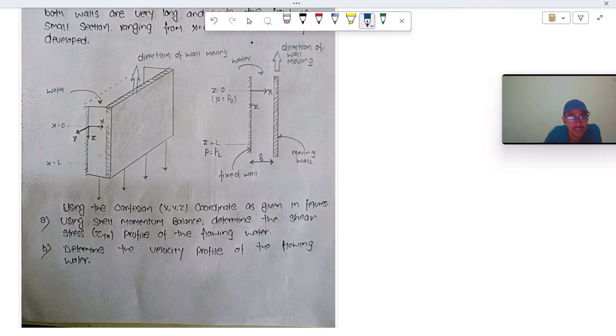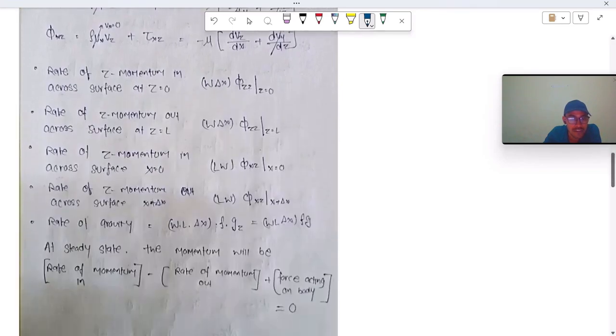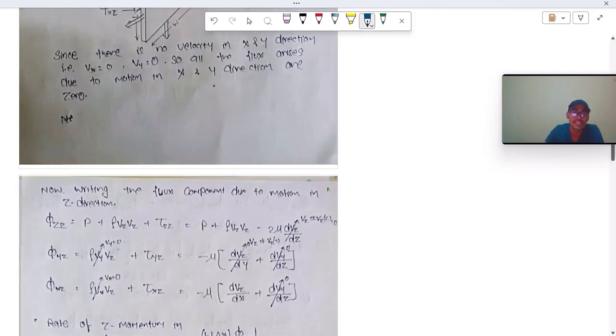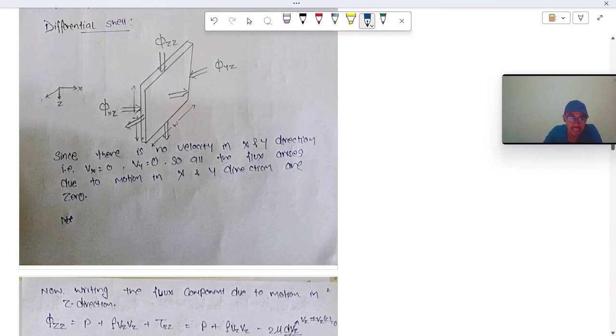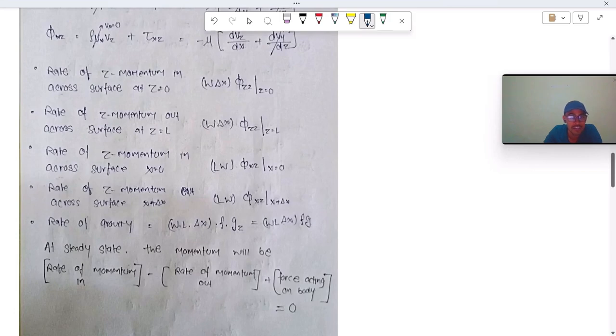Similarly, we can write for x: in at x and out at x equal to delta x. So this is our momentum balance, which we had written like flux into area, that is, the cross sectional area perpendicular to the flow. In this case we can see that this is our system in the z direction, and for this the cross sectional area is this width into this thickness delta x. Similarly, we have written for z is equal to L and z is equal to 0 also.